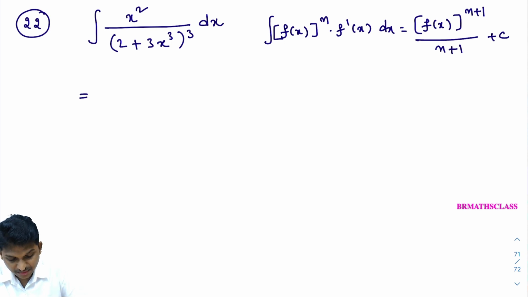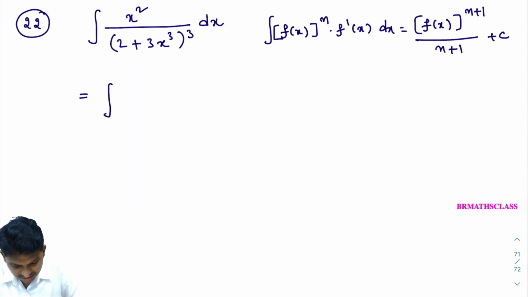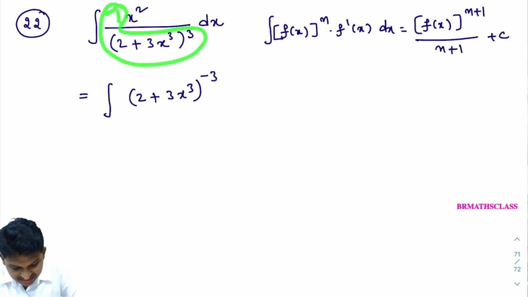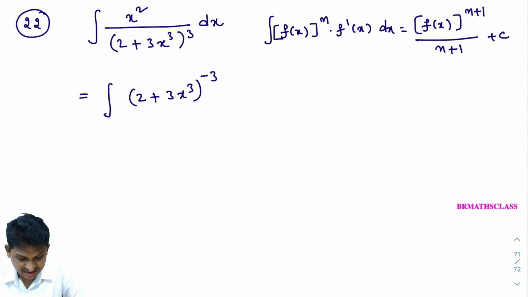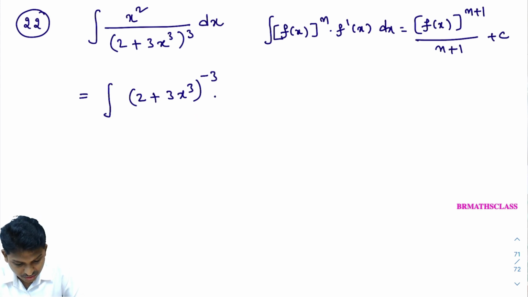In examination, by seeing the question, you need to get an idea that this can be converted into this form. Integral of (2 plus 3x cube) whole power minus 3. Here you see 1 divided by (2 plus 3x cube) whole cube is there. That can be written like this: (2 plus 3x cube) whole power minus 3 into this x square is there here, that x square I will write into x square dx.